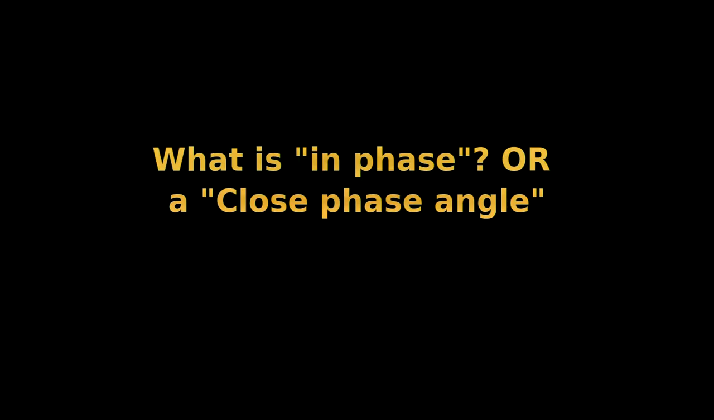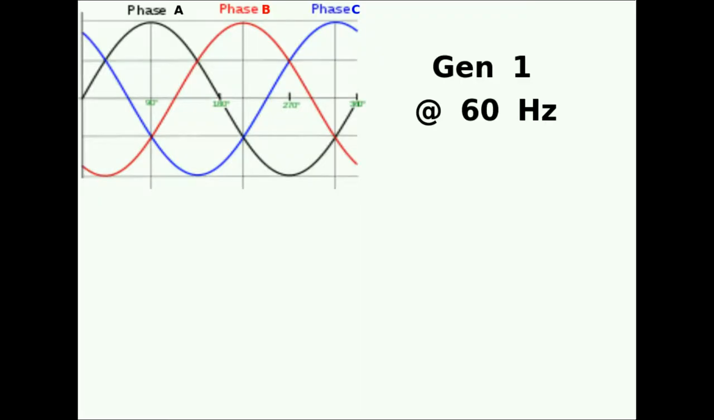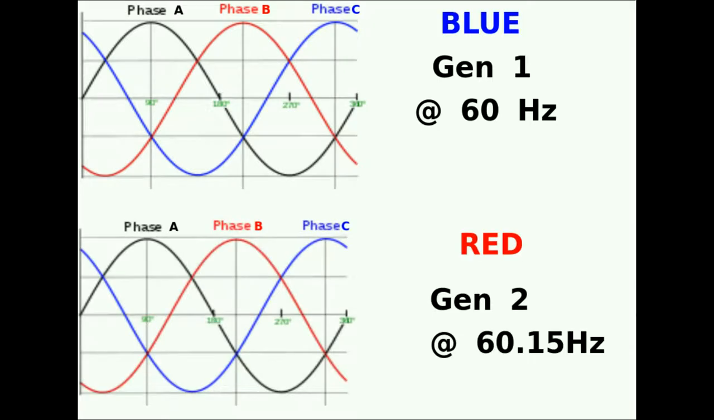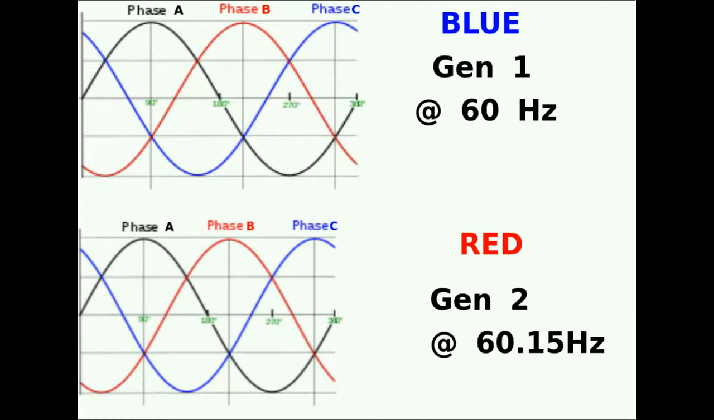Now let's talk about what it means to be in phase. As you already know, shipboard power has three phases. Now let's consider the three phases of two different generators. One is moving at 60 Hz and the other one at 60.1 Hz. What that means is that the wavelength of the higher frequency will be shorter, as you see now.